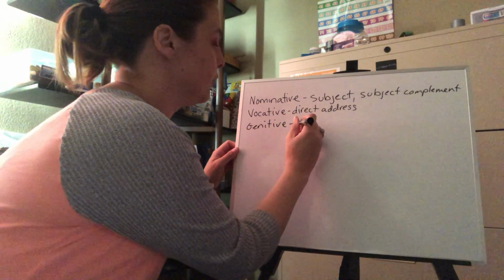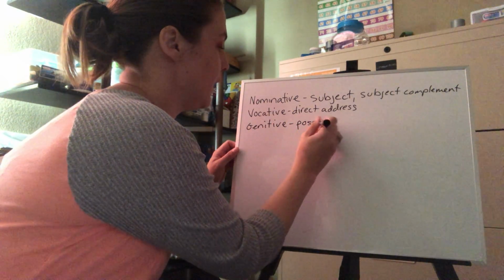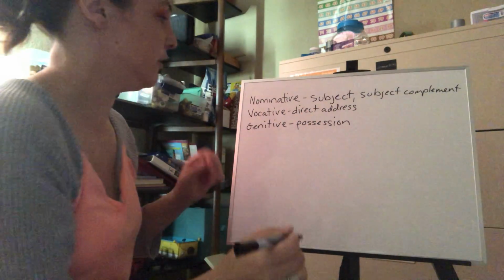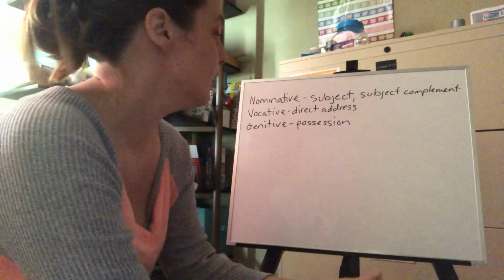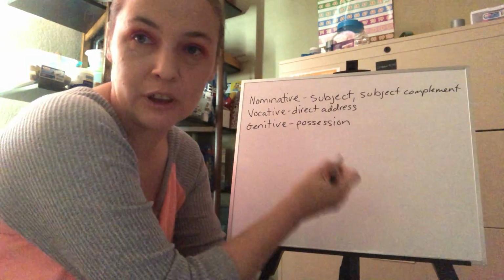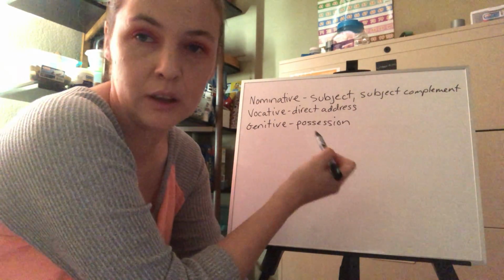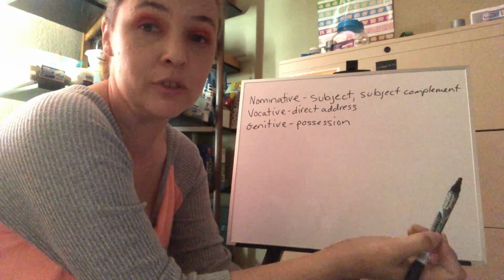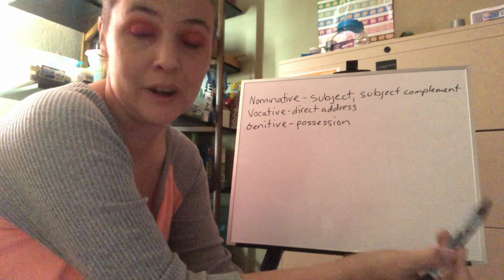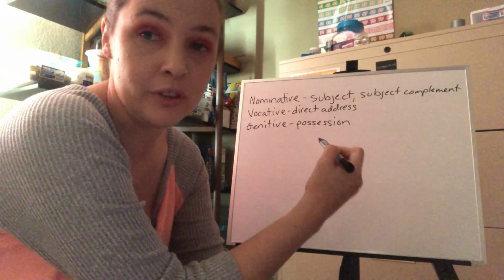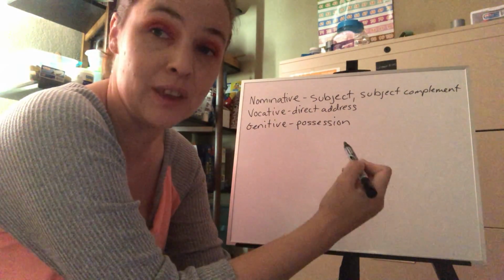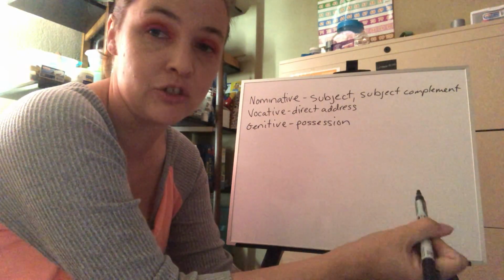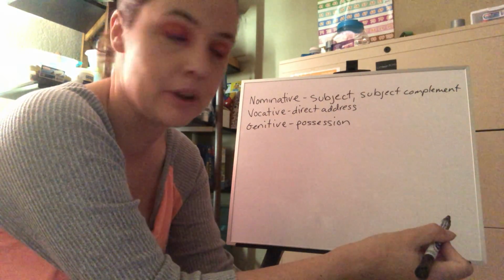Okay? We use this for possession. And I am not talking about being demon possessed or anything, okay? This is for showing possession. Who owns something, okay? The person or thing that owns or has whatever we're talking about goes in the genitive. It's never the thing that's possessed. It's never the thing that's owned that goes in the genitive. It's always the owner, okay?